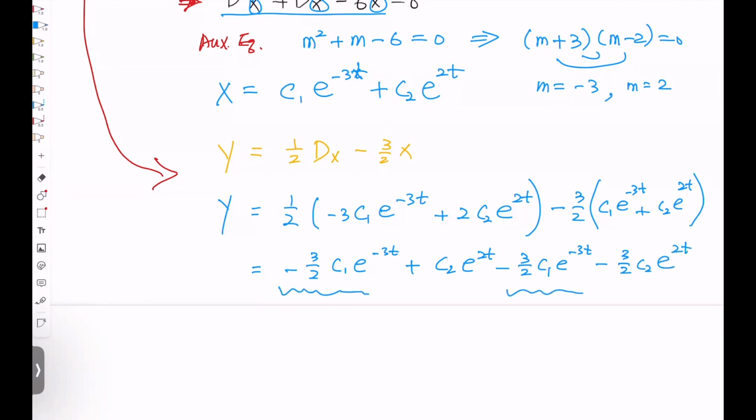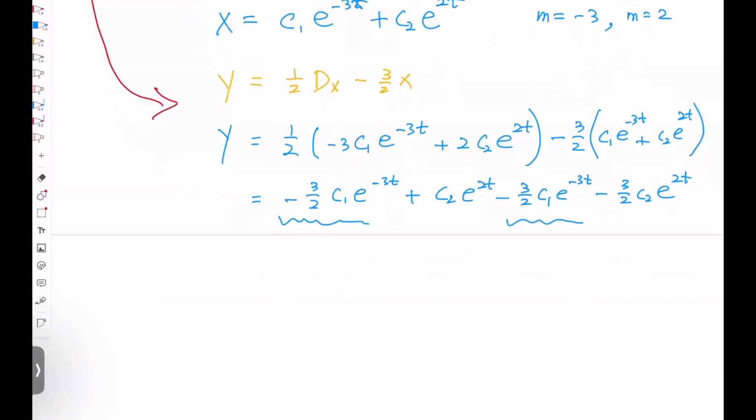Now we need to collect the like terms. So e to the negative 3t together. That's negative 3c1 e to the negative 3t minus 1 over 2 c2 e to the positive 2t.